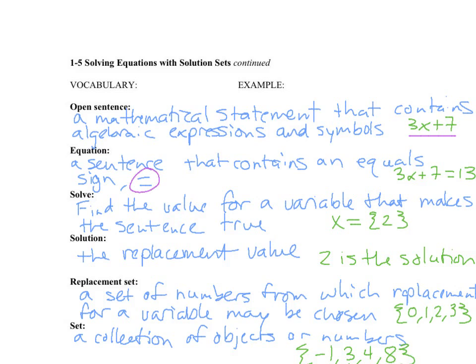Like the statement we had before, we can change that into an equation saying 3x plus 7 equals 13. Solve means for you to find the value for a variable that makes the sentence true. So in this case, 2 would be a value that you would find for x that would make this statement true. Solution is just the replacement value that makes your sentence true. So 2 is the solution.